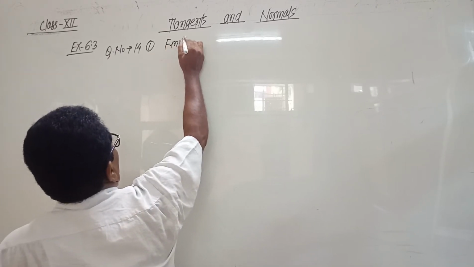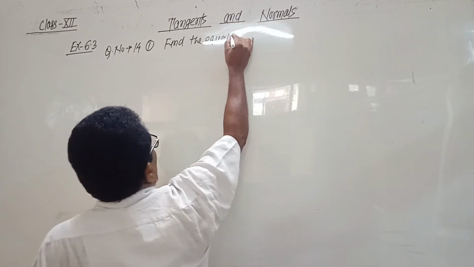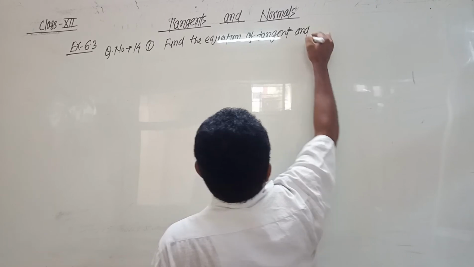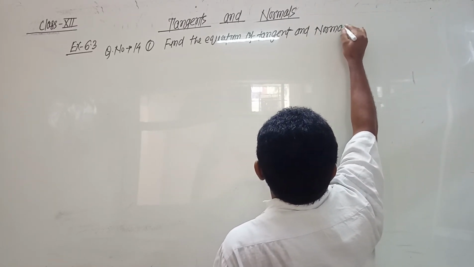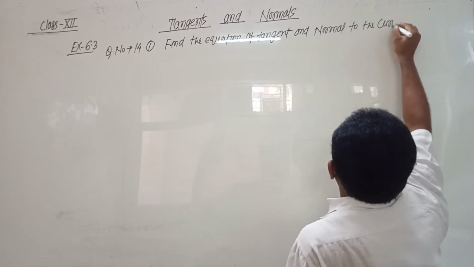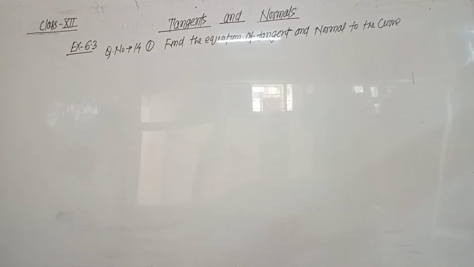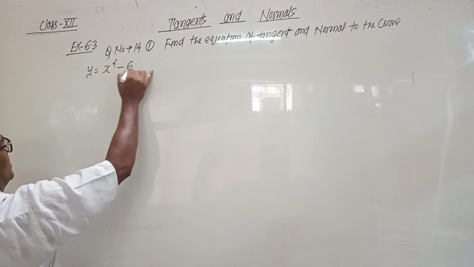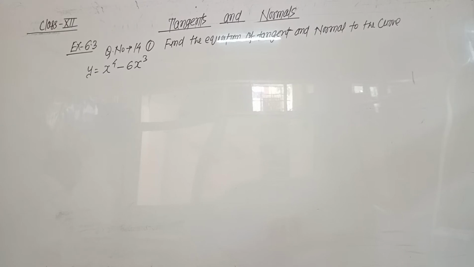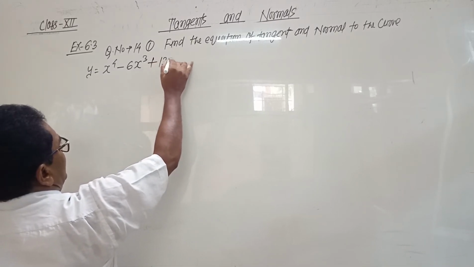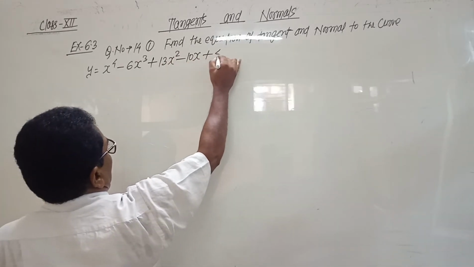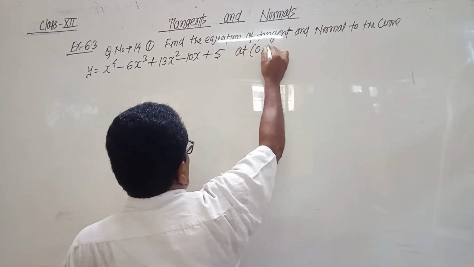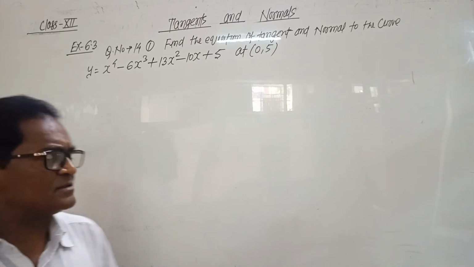Find the equation of tangent and normal to the curve at the indicated points. The curve is given, y equals x to the power 4 minus 6x raised to the power 3 plus 13x square minus 10x plus 5. The point is given 0, 5. At 0, 5, we have to find the equation of tangent and normal.